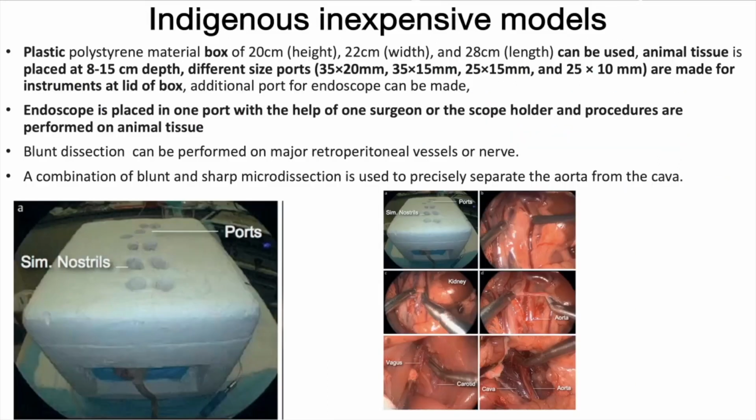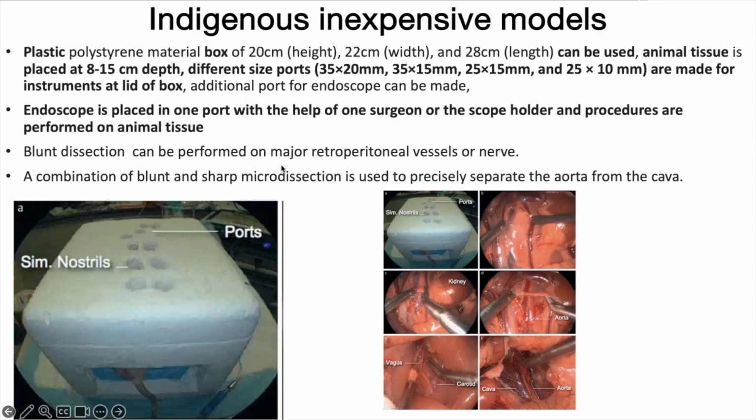The other simple model could be a plastic material box of 20 by 22 by 28 centimeters. The animal tissue can be placed at an 8 to 15 centimeter depth, and different size ports are made for instrument manipulation at the lid of the box. Additional port can be made for the endoscope. The endoscope can be placed in one of the ports, and it is held by one surgeon or with the help of an endoscopic holder, and the procedures can be performed on animal tissue.